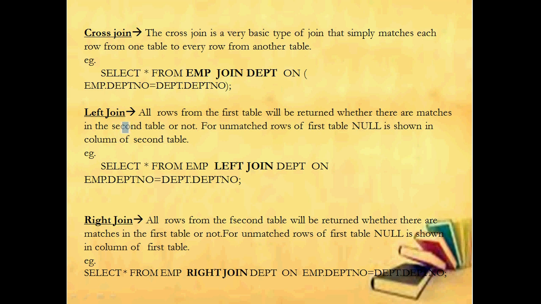Now the next type of join is cross join, in which you can directly make a cross product. In other words you can call this a cross product or Cartesian product, in which both of these tables' data will be combined together without excluding any of them. So you can see that the cross join is a very basic type of join that simply matches each row from one table to every row from the other table.